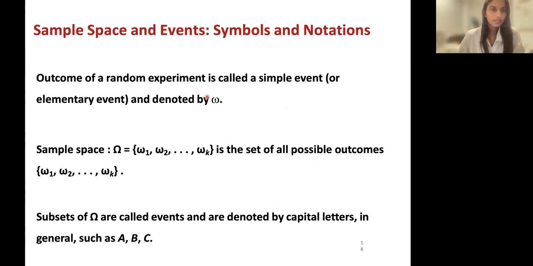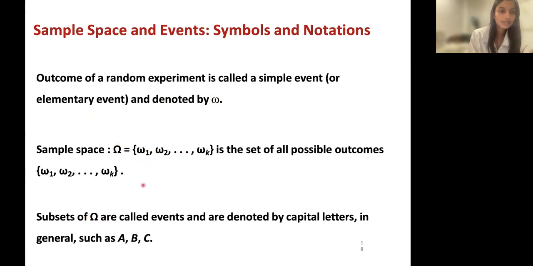And we'll look at more symbols and some notations. We have understood the concept, but now to integrate them mathematically, these are some terms that are used. The outcome of a random experiment is called a simple event or elementary event, and denoted by small omega. So this is your sample space. Each element is like omega 1, 2, 3 till k, all possible outcomes.